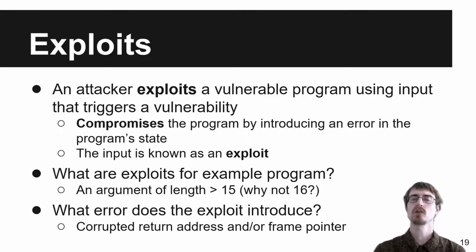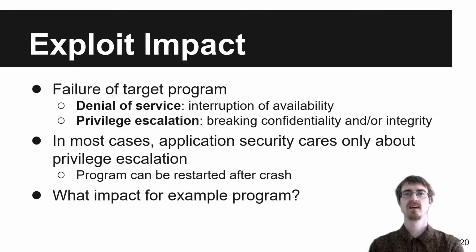So the error is corruption of the return address and/or the frame pointer. Right? In this case, we sent an exploit that corrupts both. So after overflowing the buffer, the values stored on the stack are no longer correct. And this, in the software engineering sense, is an error. Now exploits tend to have some impact. Otherwise, why would attackers even bother looking for exploits?